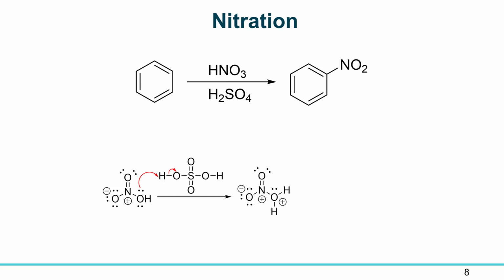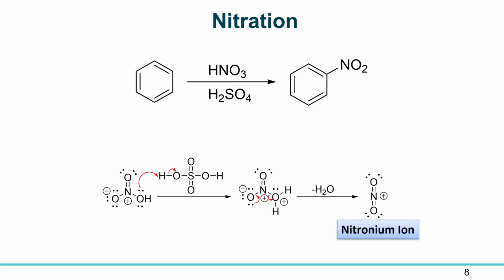The resulting protonated nitric acid undergoes a subsequent loss of water where a lone pair from the oxygen bearing the formal negative charge forms a new oxygen-nitrogen pi bond, which causes the adjacent nitrogen-oxygen sigma bond to break, ejecting water as a leaving group. This generates the highly electrophilic nitronium ion, NO2+ species.